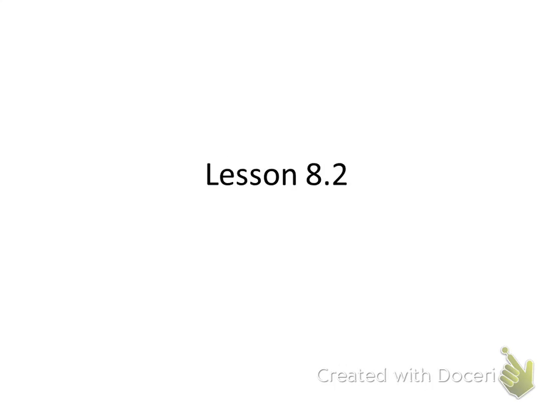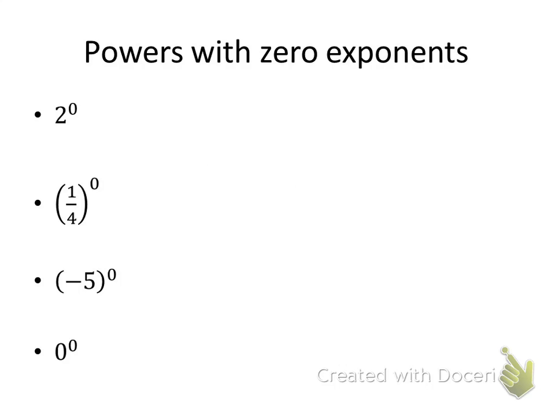All right, lesson 8.2, what we are going to do is learn more about exponents. In 8.1, we learned what happened when we had the same bases and they were being multiplied, so we added the exponents together. Then we learned how to do distributive property with the exponents. So we're going to learn a few more properties with exponents. The first property that we are going to learn is what to do when I have an exponent of 0.